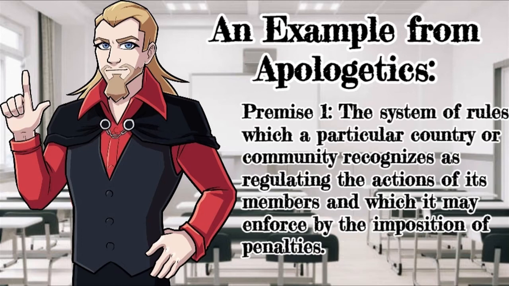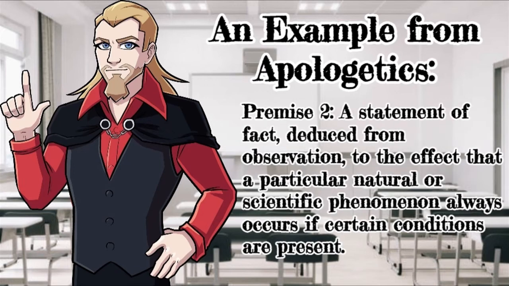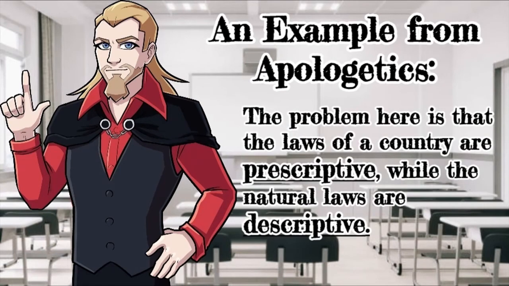In premise 1, it means the system of rules which a particular country or community recognizes as regulating the actions of its members and which it may enforce by the imposition of penalties. In premise 2, it means a statement of fact, deduced from observation, to the effect that a particular natural or scientific phenomenon always occurs if certain conditions are present. The problem here is that the laws of a country are prescriptive, while the natural laws are descriptive.